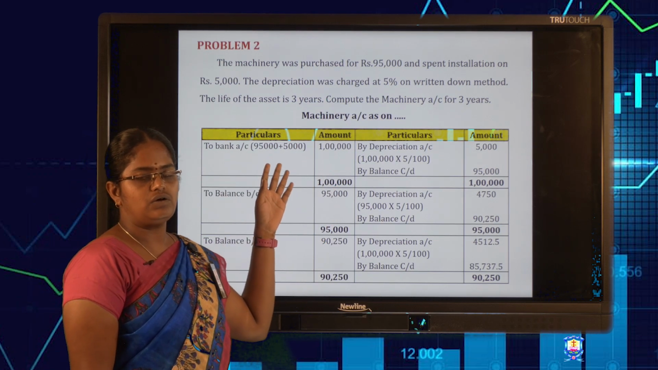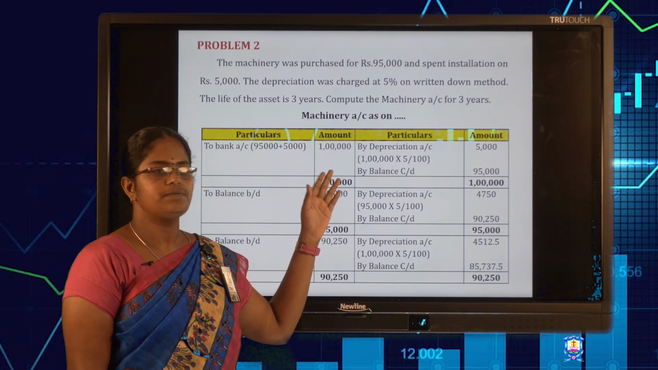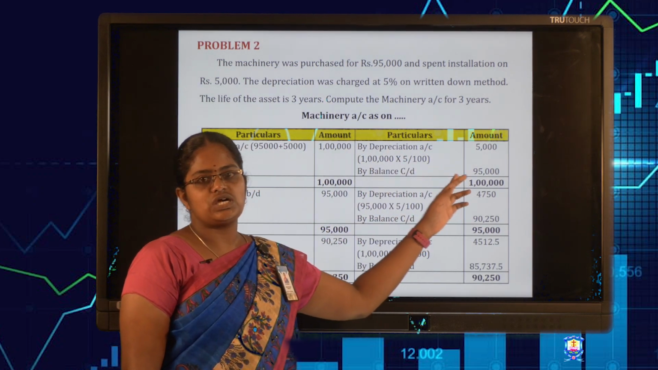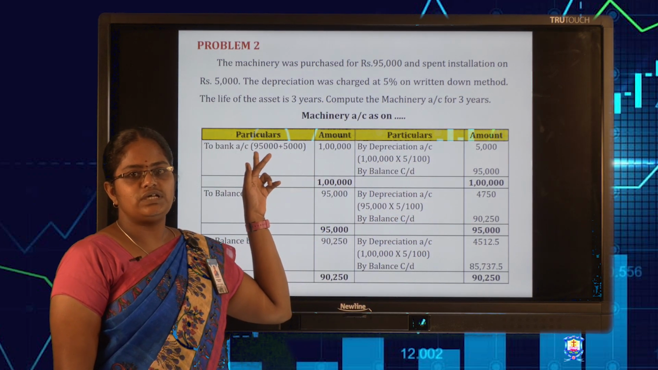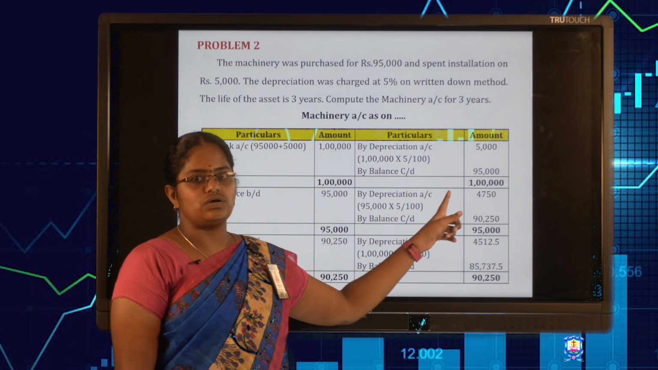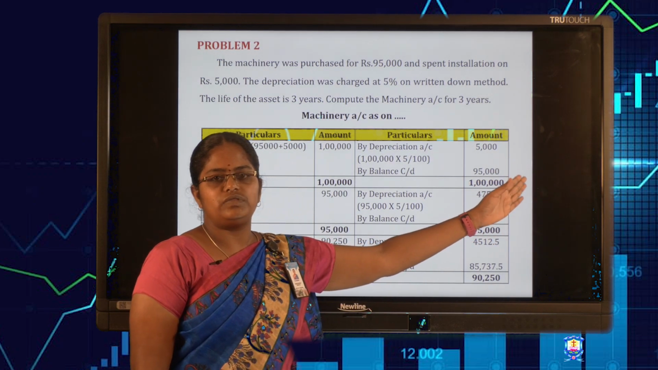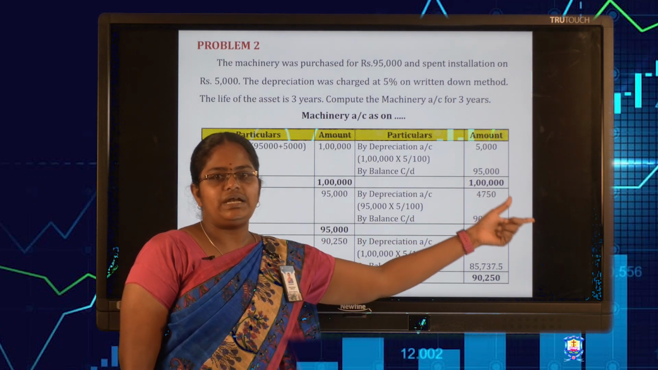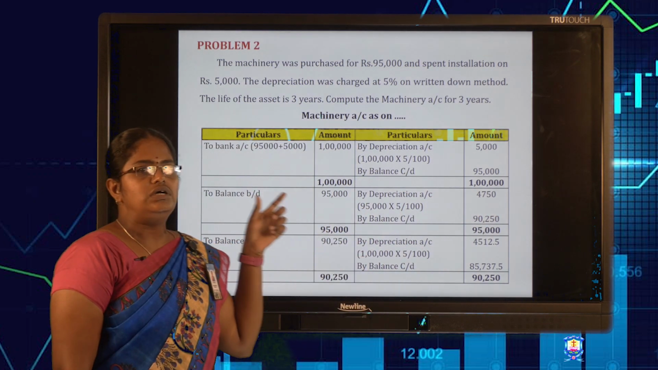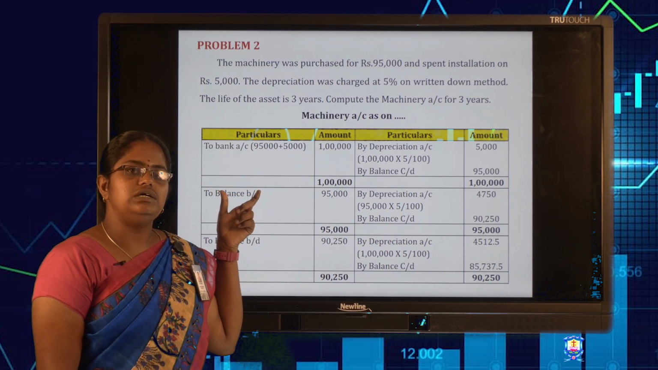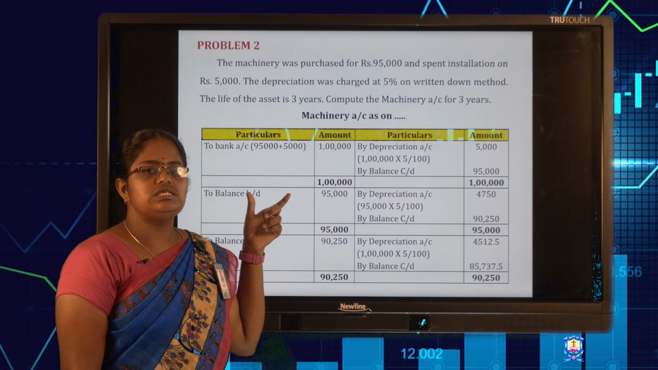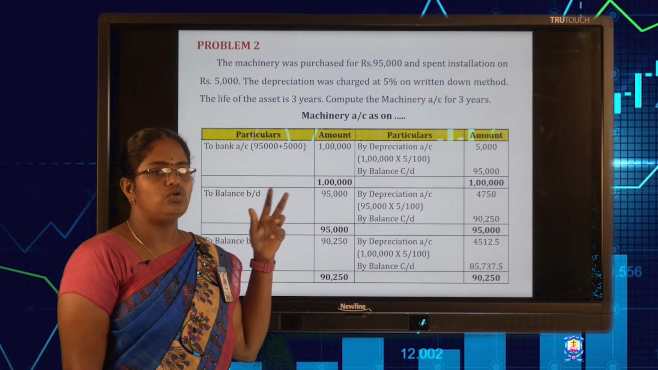So to bank account 95,000 plus 5,000, 1 lakh. The depreciation was charged on book value of that particular year. 1 lakh into 5%, that is equal to 5,000. To balance brought down 95,000. Now it is carried forward to next year. The book value is considered as 95,000, not 1 lakh.